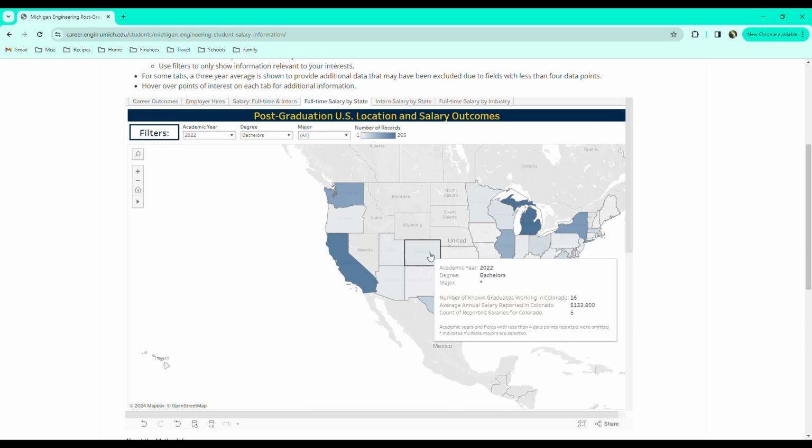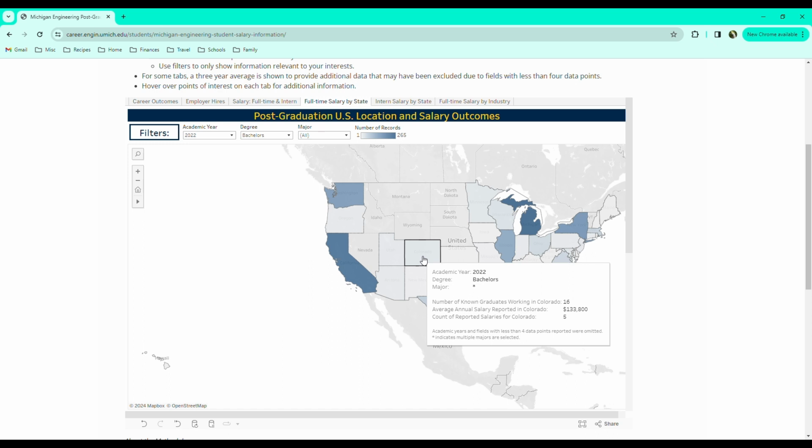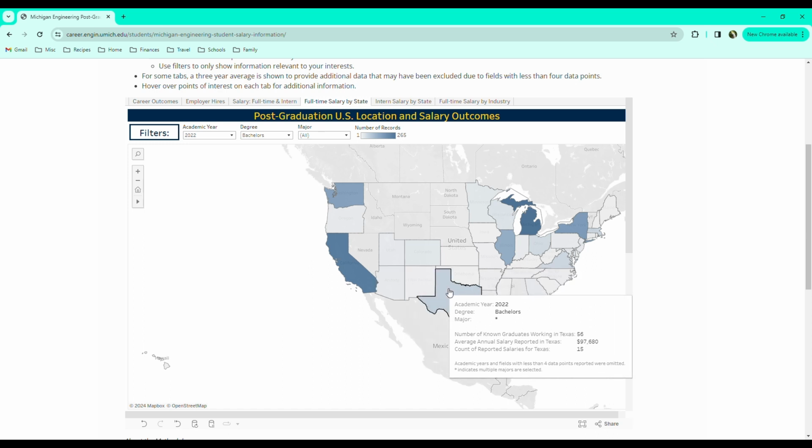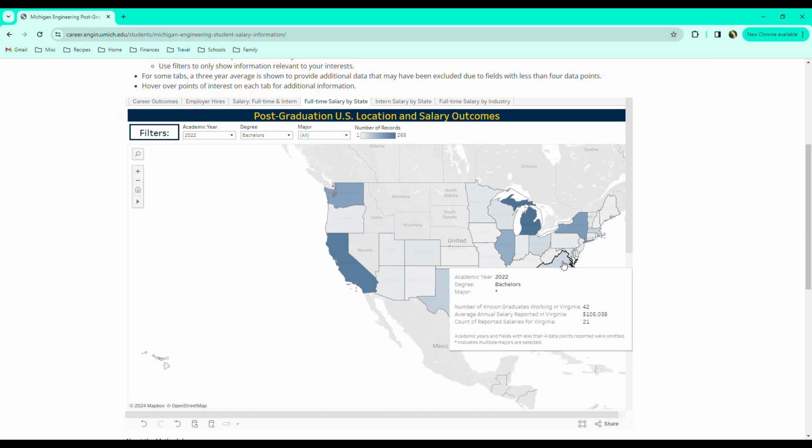So just something to consider if you are from Michigan, you want to go to University of Michigan, you want to stay local, it might be worth spending a little bit of time looking outside of the state and seeing what you can get elsewhere.